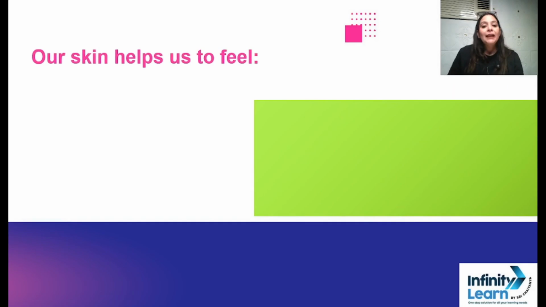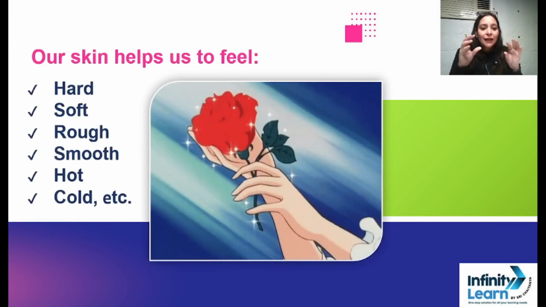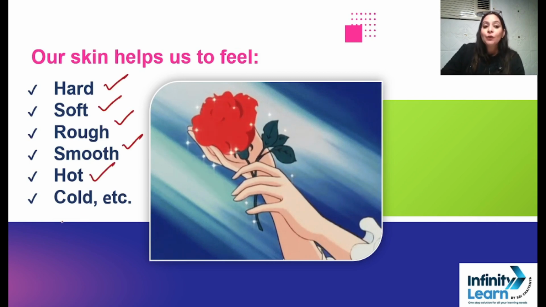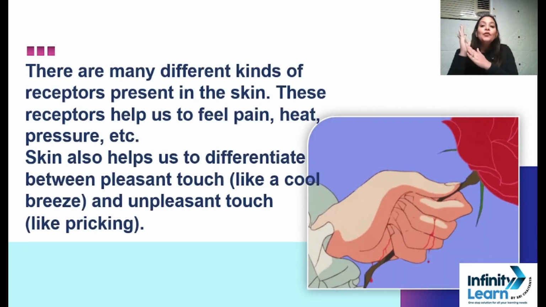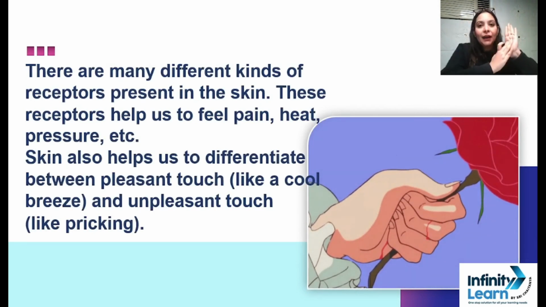Now when you pick something rough, you can feel the roughness. Or if something is smooth, you can feel the smoothness. So our skin helps us feel these things: hardness, softness, roughness, smoothness, hotness, coldness, etc. Whatever you sense by touching anything is because of the skin, because skin produces that sensation. Now, various types of receptors are actually present on the skin. You cannot see them, but they are there.